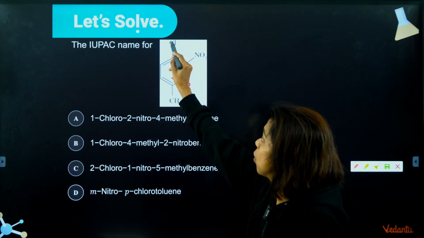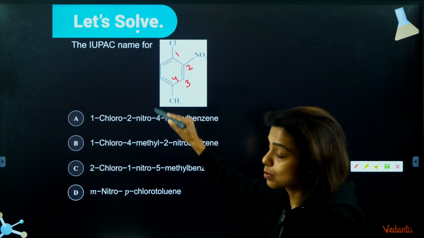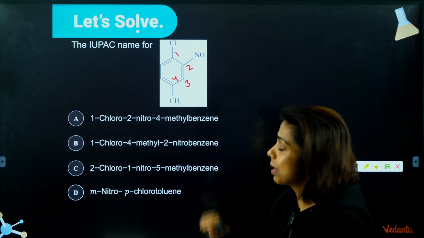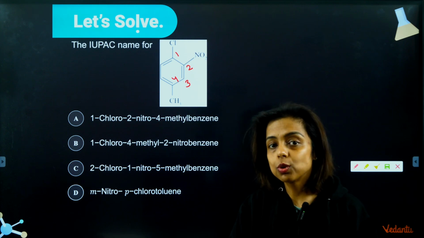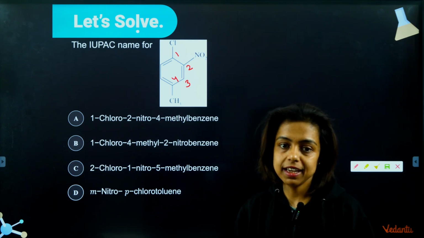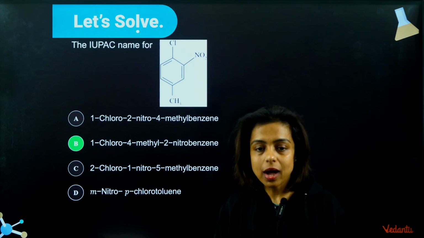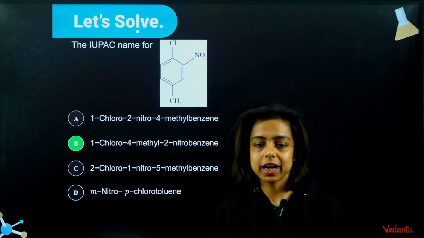So it will be 1, 2, 3, 4 and we'll write the substituents as per their alphabetic order. तो ये है क्लोरो, this is nitro, this is methyl. So we'll write 1-chloro, 4-methyl, 2-nitro, benzene. Substituents को उनके alphabetic order में लिखा जाता है. So the answer indeed, I'm sure you will get it as 1-chloro, 4-methyl, 2-nitro, benzene.